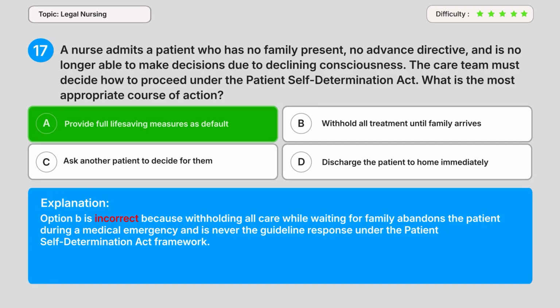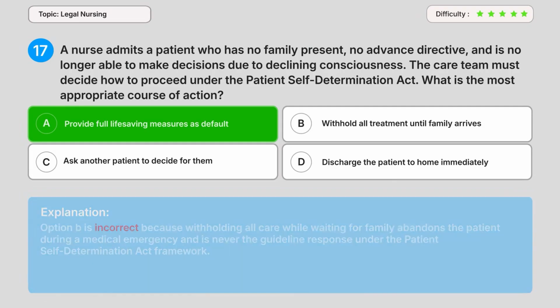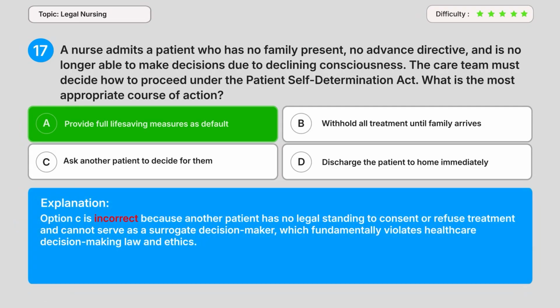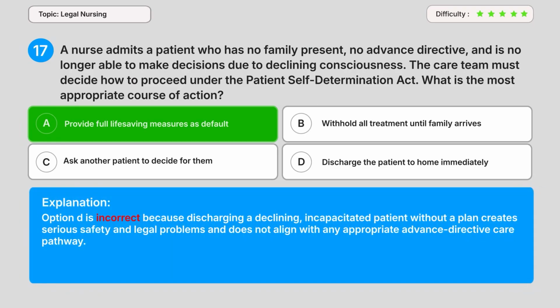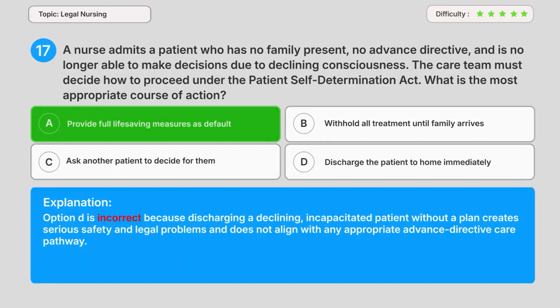Option B is incorrect, because withholding all care while waiting for family abandons the patient during a medical emergency, and is never the guideline response under the Patient Self-Determination Act framework. Option C is incorrect, because another patient has no legal standing to consent or refuse treatment and cannot serve as a surrogate decision-maker, which fundamentally violates healthcare decision-making law and ethics. Option D is incorrect, because discharging a declining, incapacitated patient without a plan creates serious safety and legal problems and does not align with any appropriate advance directive care pathway.